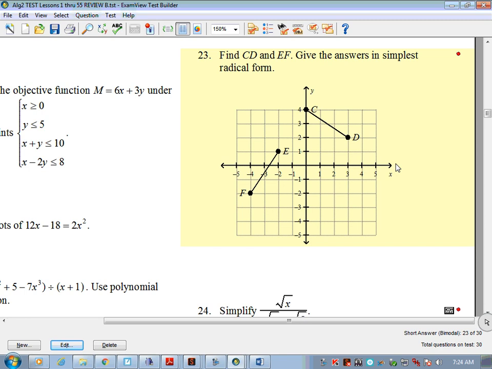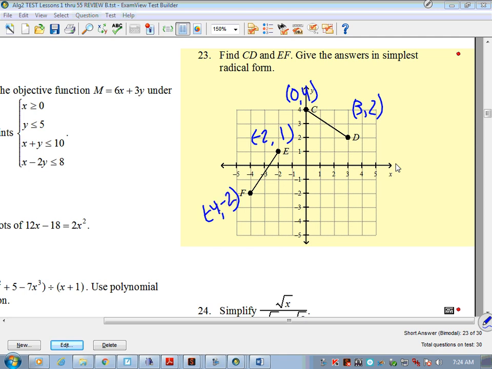Find CD and EF. Give the answers in simplified radical form. You have two methods for doing this. What they're asking for is the distances. And so one method is obviously get the coordinates. Here I've got 0, 4. I've got 3, 2. Over here I have -2, 1. And down here I have -4, -2.